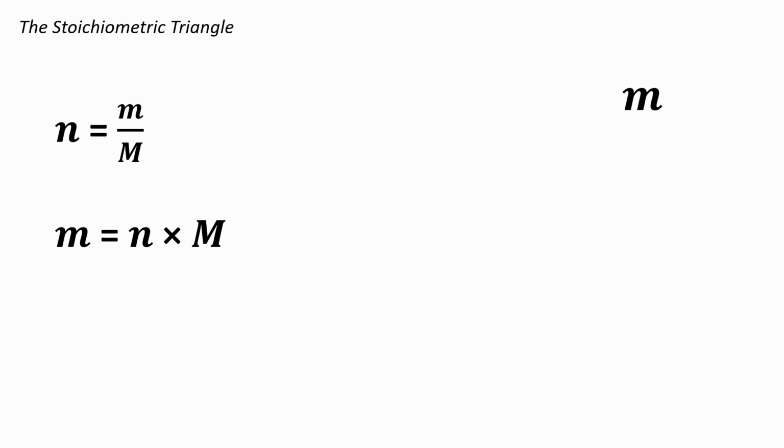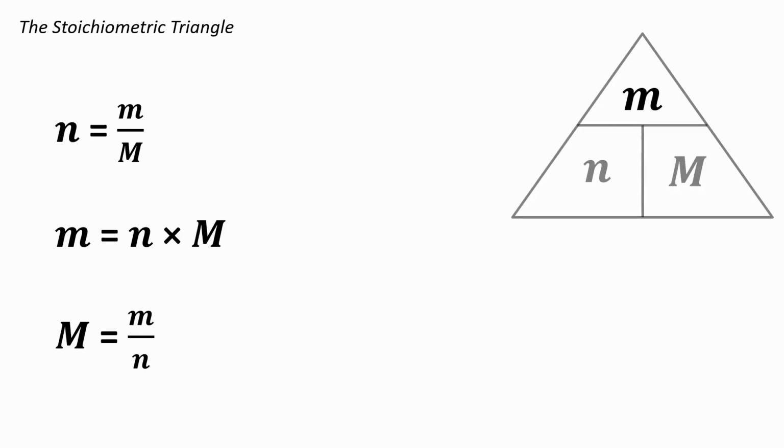This formula is used when you know how many moles of a substance you have and the molar mass of the substance, and you need to find the weight. And the last one, which you'll probably never use, is molar mass equals mass divided by moles. These three formulas can be made into an easy to remember triangle. This triangle, with m at the top and molar mass and moles at the bottom, is used when you need to find one of the three things: moles, mass, or molar mass.